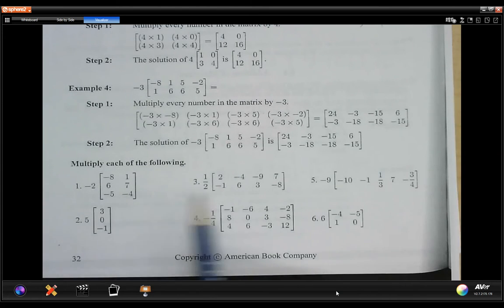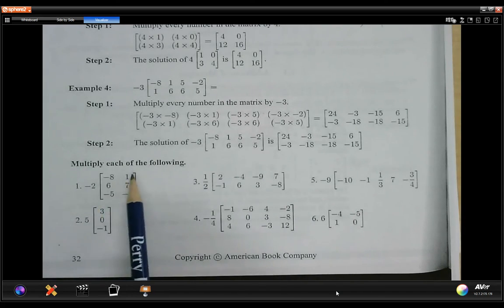Okay, so what you're going to do is go ahead and do these other 6 problems that are down here at the bottom. Okay, and again, all you have to do is just multiply or distribute this -2, for example, in this problem, through every single term, and you've got it licked.